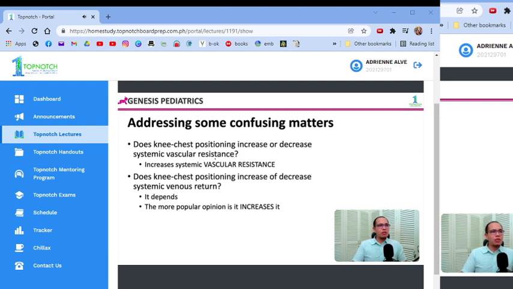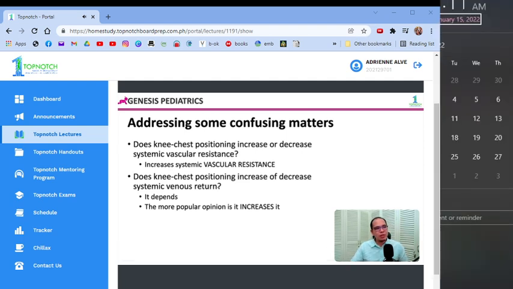Okay? So some confusing matters. So does knee chest position increase or decrease your systemic vascular resistance? Kasi usually natatanong yan eh. So the quick answer is it increases your systemic vascular resistance. Okay? So kapag inipit mo yung mga great vessels mo, pag nag-knee chest ka, it increases your systemic vascular resistance. Okay? Ito yung mas nakakalito. Does the knee chest position increase or decrease your venous return? Okay? Ang sagot is it depends.